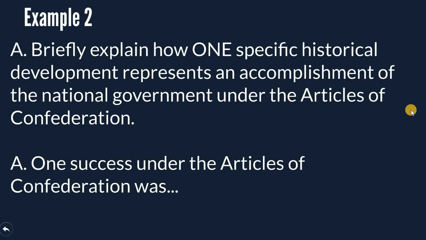So here's an example. This is a real one from College Board. Briefly explain how one specific historical development represents an accomplishment under the Articles of Confederation. So the quick way to start your response is one success under the Articles was. Right? Just very, very simplistic. You guys have been restating the prompt since you've been in 3rd grade. Why is it important? Well, it helps clue you in and remind you and make sure that you understand what is being asked of you.